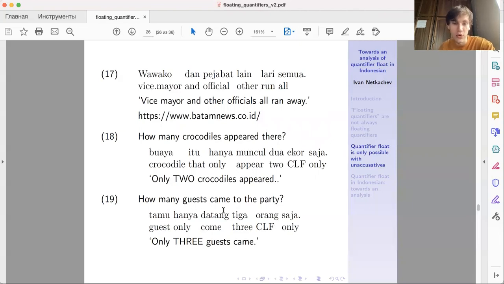Yeah, and now let's consider the final example with an accusative predicate, which is datang, come. And here, once again, this sentence is perfectly grammatical. So the nominal occurs clause initially, the quantifier clause finally, and it's okay.